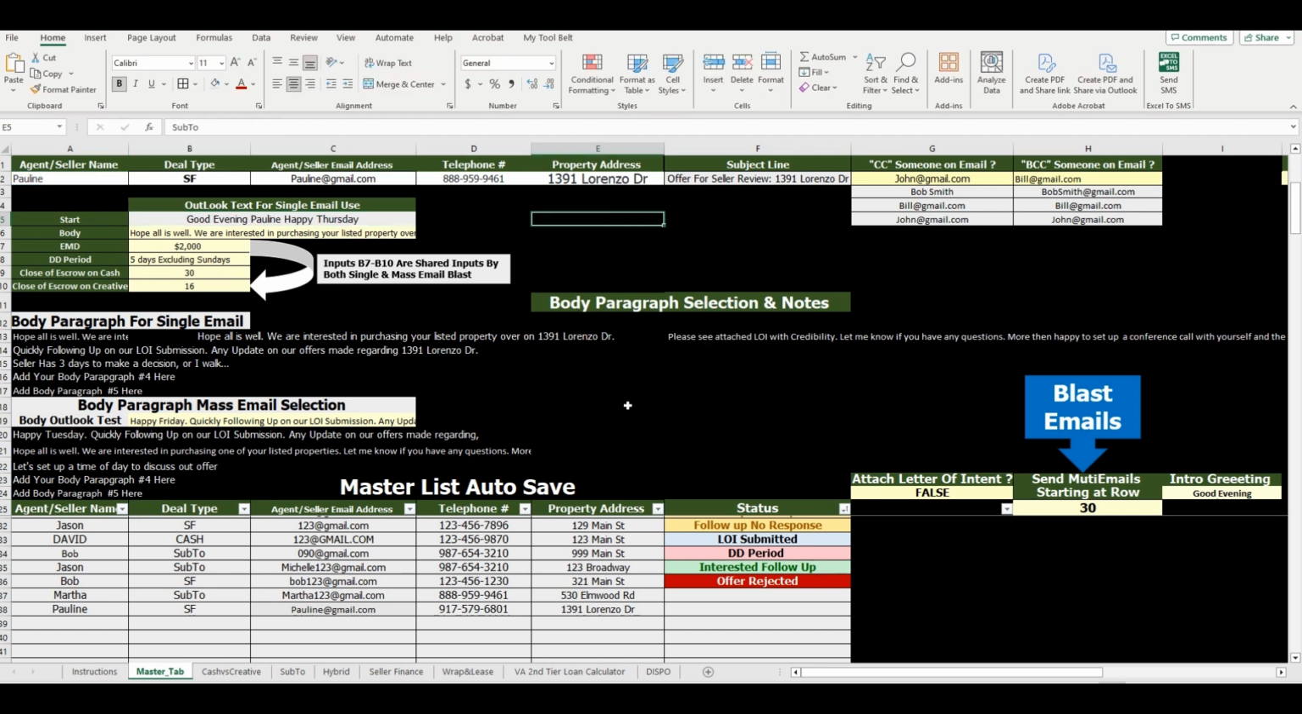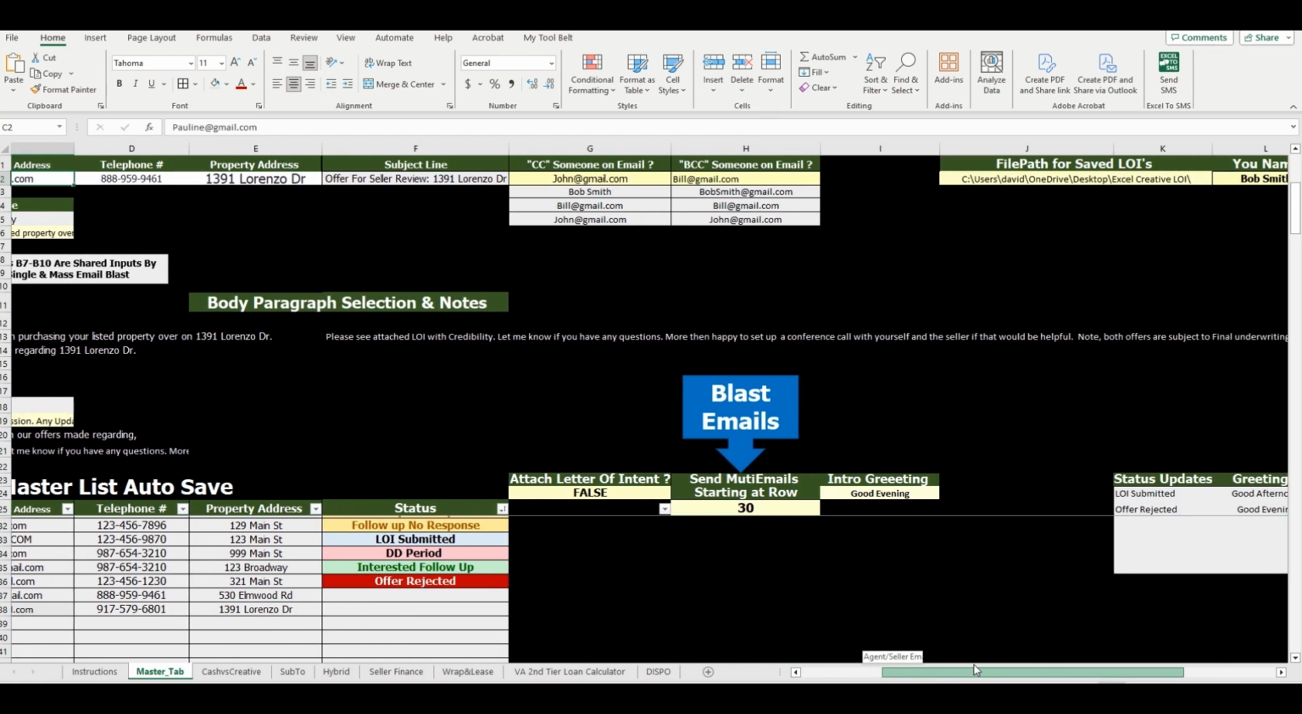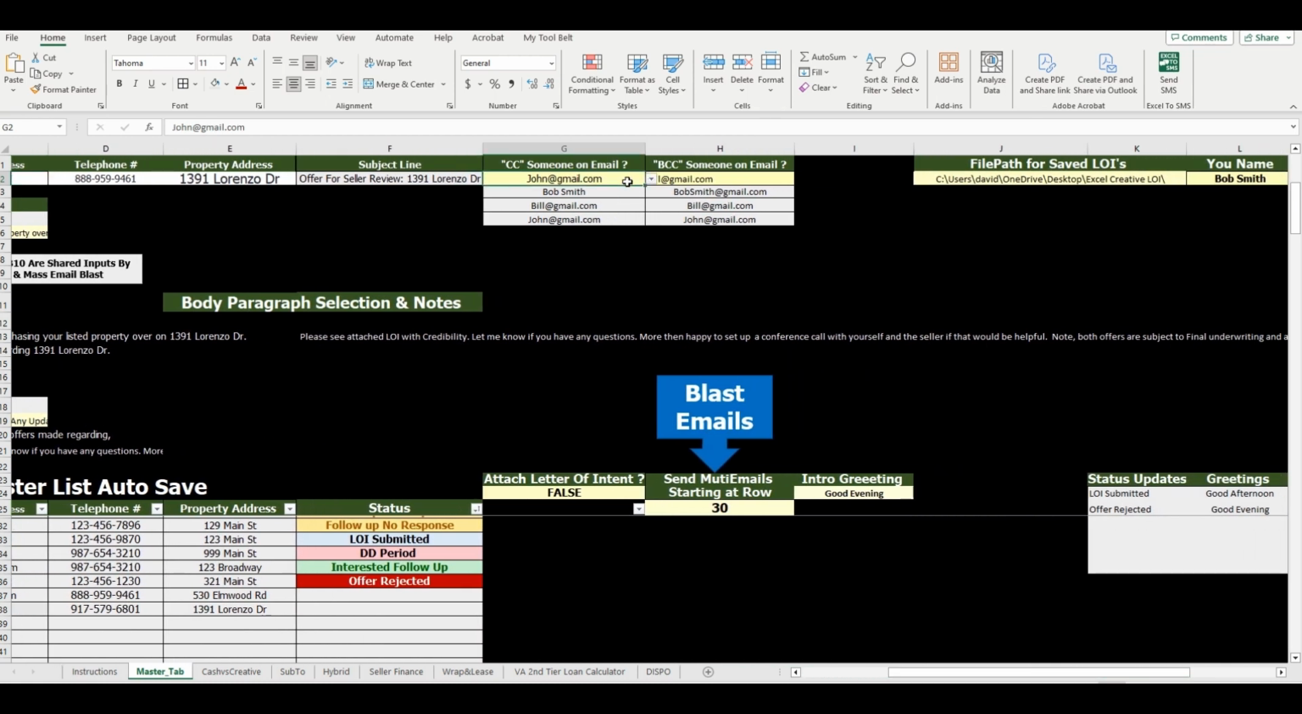To Pauline is her name. I'm going to increase the EMD to $3,000. We're going to do a 7-day due diligence period excluding Sundays, and these two parameters here can stay the same. That is the agent's email address. We simply guessed what that was. They'll have to go and find what her email is. I'm not going to BCC anybody on this email, so let's just click delete. And we don't need to have anybody BCC'd yet either, so we can click the delete button.